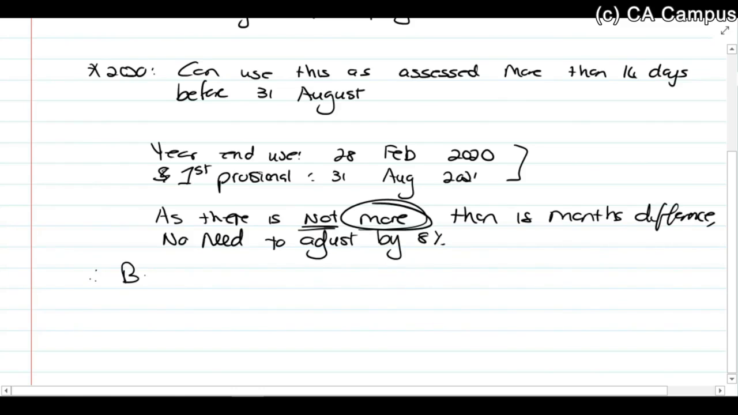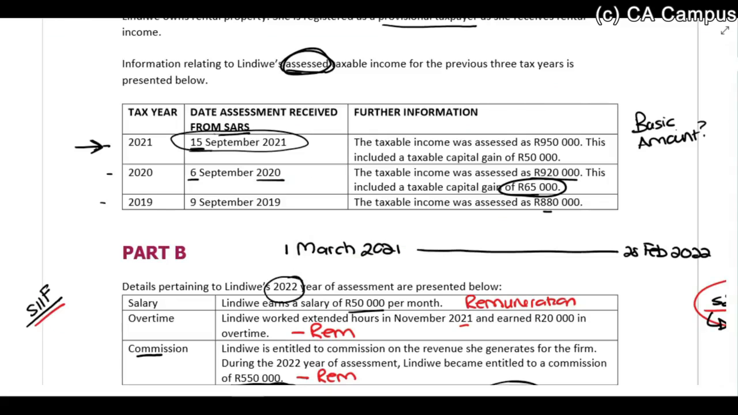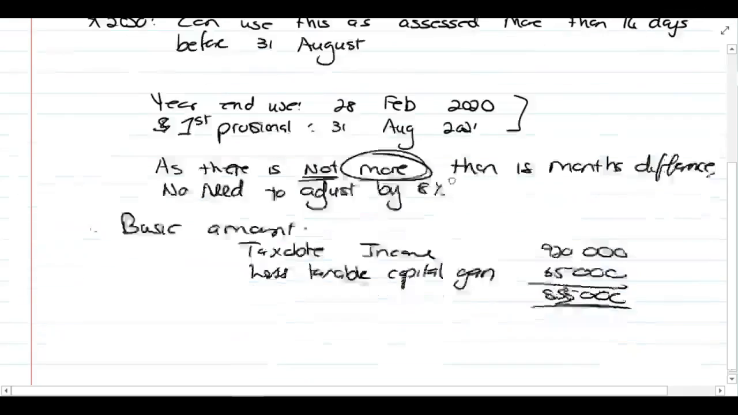So thus, the basic amount is the taxable income less the taxable capital gain. The taxable income is 920, taxable capital gain is 65. So 855,000. Okay, so that is our basic amount that we have to use.